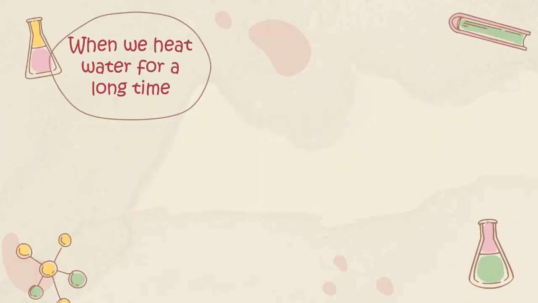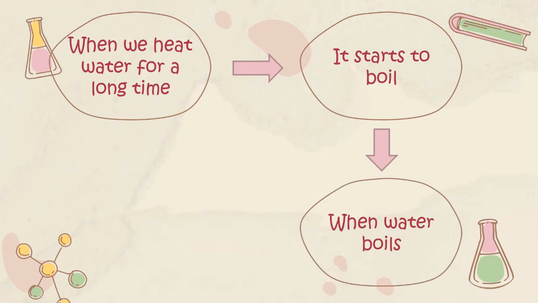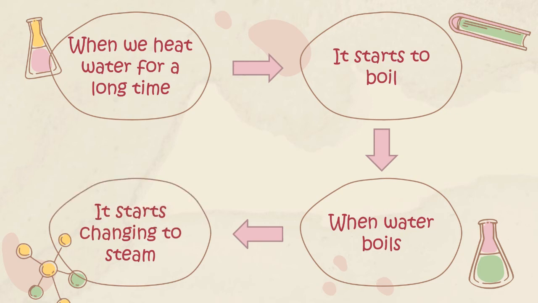When we heat water for a long time, jadi ketika kita memanaskan air dalam waktu yang lama, it starts to boil. Nah, dia mulai mendidih airnya ya. And then, when water boils, ketika air mendidih, it starts changing to steam ya. Nah, air itu mulai berubah menjadi uap.